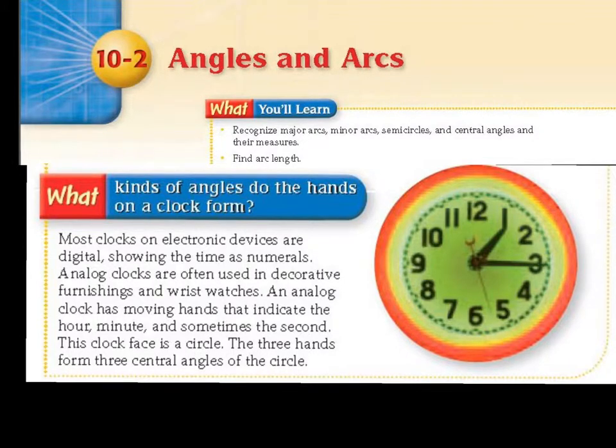Most clocks on electronic devices are digital, showing the time in numerals. Analog clocks are often used in decorative furnishing and wristwatches. An analog clock has moving hands that indicate the hour, minute, and sometimes the second. This clock face is a circle. The three hands form three central angles of the circle.